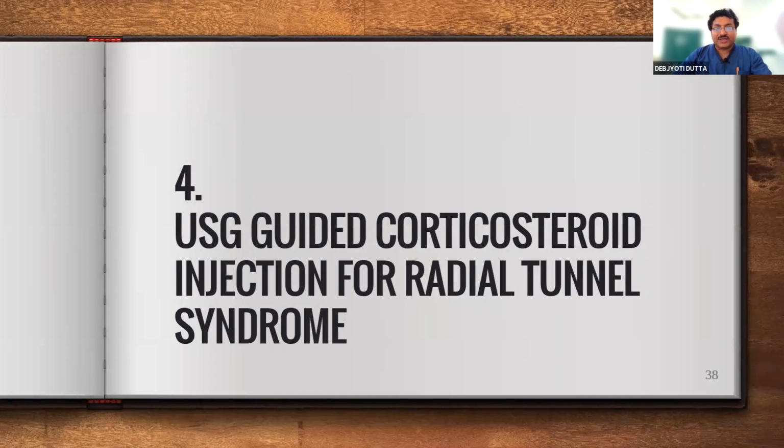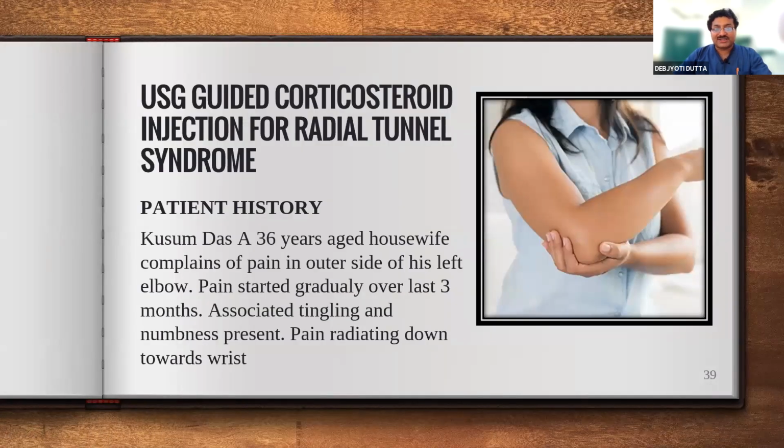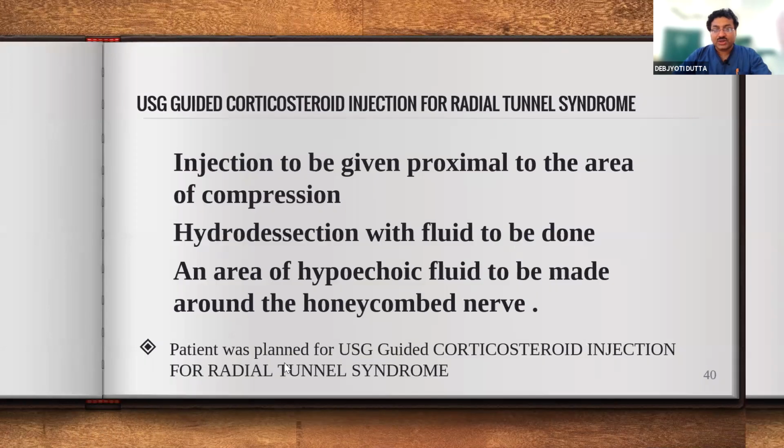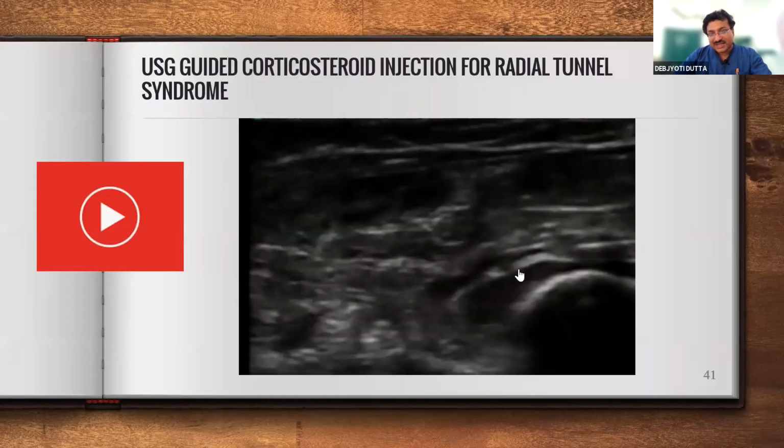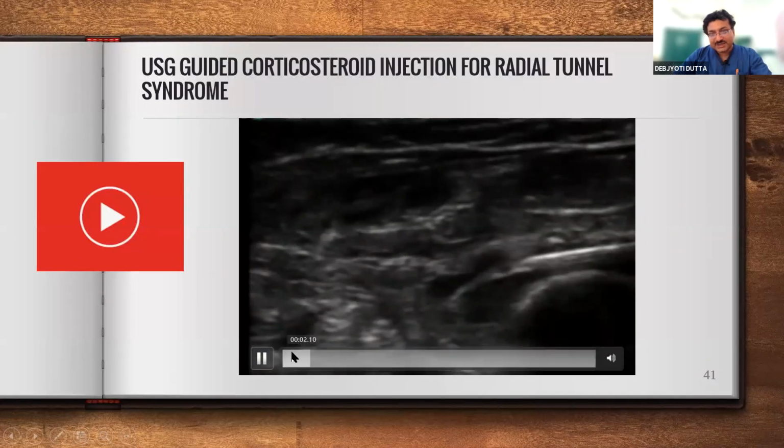Next, ultrasound guided corticosteroid injection for radial tunnel syndrome. Here, as I've already shown, how to look at inside. Okay, see, this is the inside, just let me stop. This is the supinator and this is the nerve in between the superficial and deep layers of the supinator. And now the needle is being done.